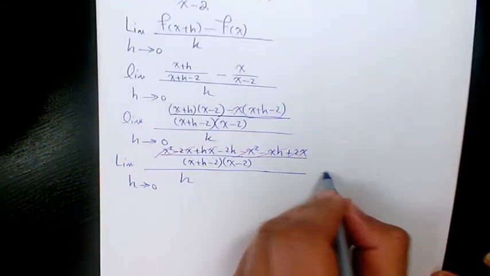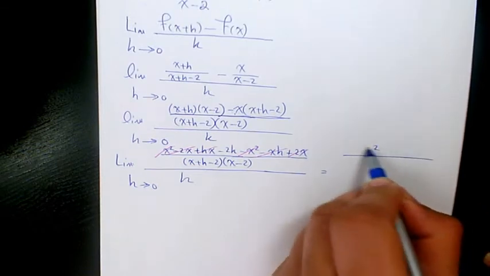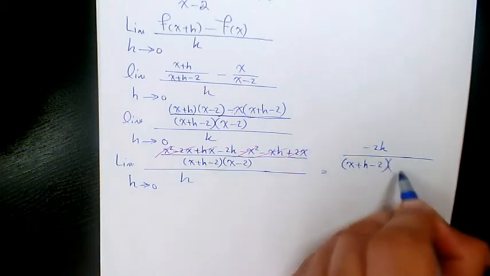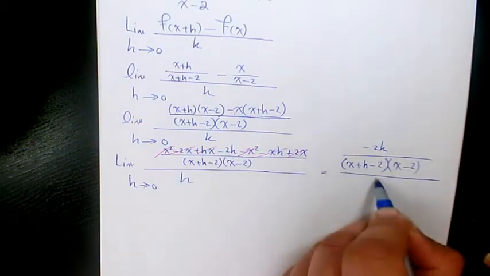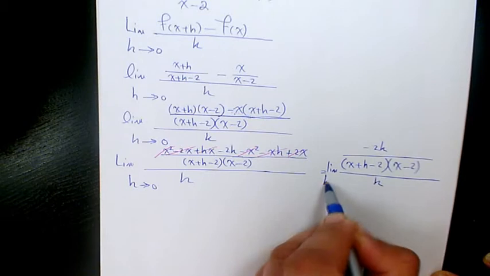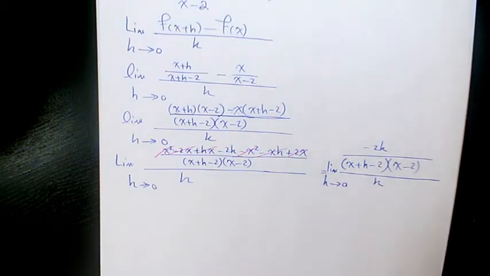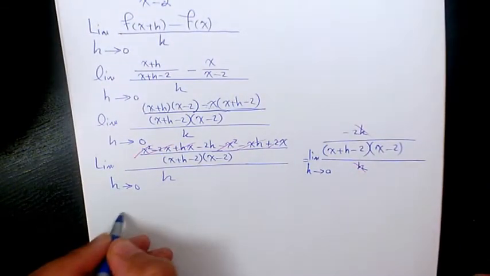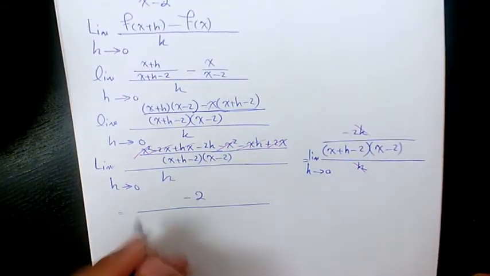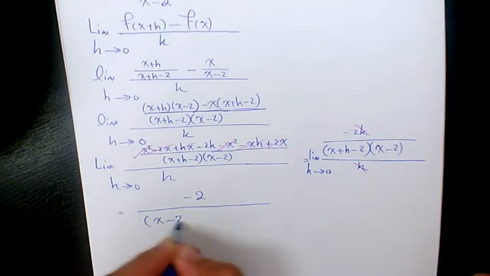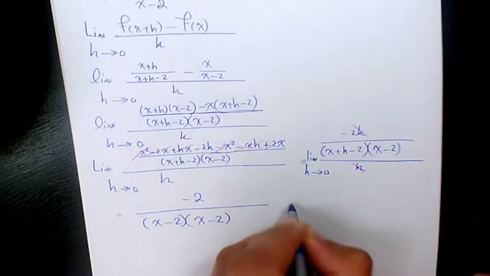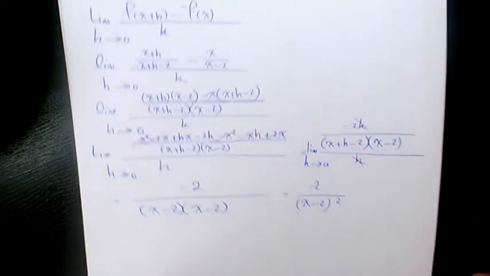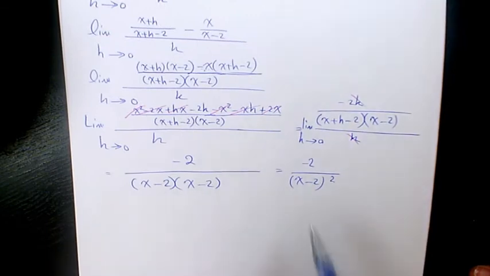So we're going to have negative 2h over x plus h minus 2 times x minus 2, divided by h, limit when h is approaching 0. Then you can cancel h and h in here. It's going to be negative 2 divided by x minus 2 times x minus 2, which will be negative 2 divided by x minus 2 to the power of 2. That's the function for the slope.